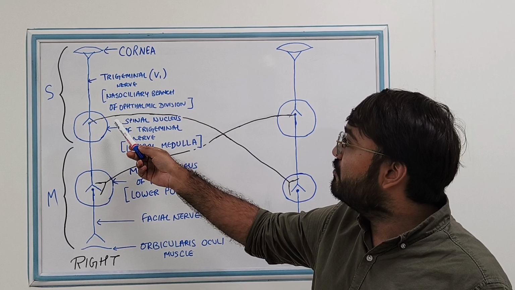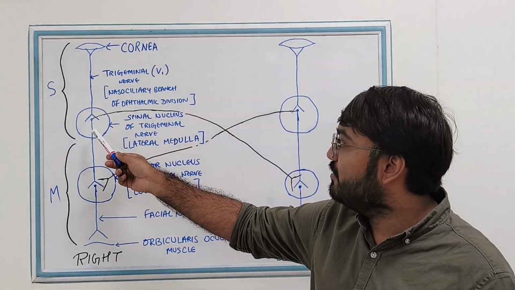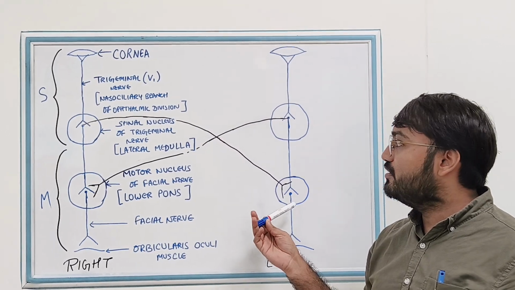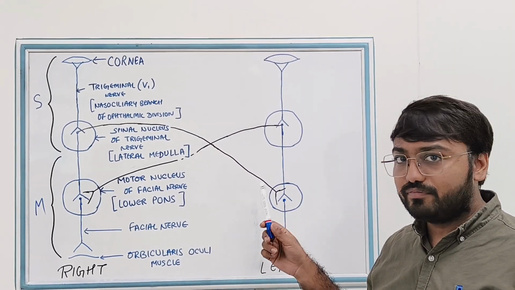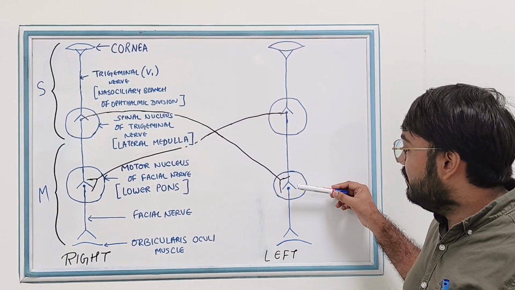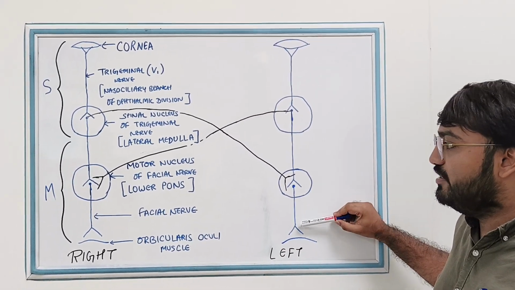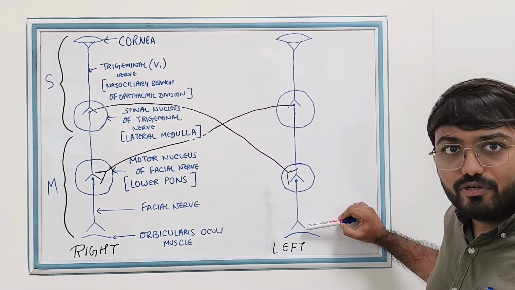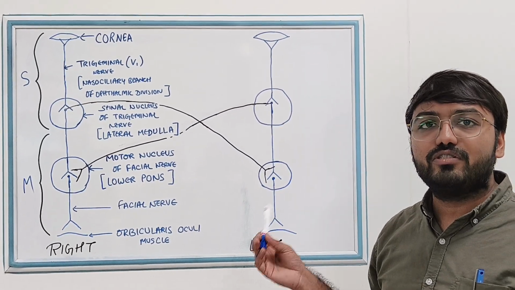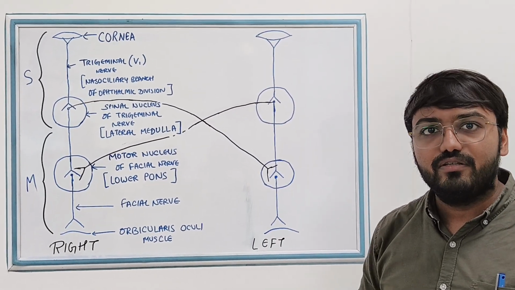Also, from the spinal nucleus of trigeminal nerve of the ipsilateral side, the fibers are projected to the opposite motor nucleus of facial nerve, which is located over the opposite aspect of lower pons, and from there the opposite facial nerve carries the efferent fibers to the opposite orbicularis oculi muscle, which results in blinking of the opposite eye, which is known as consensual corneal reflex.